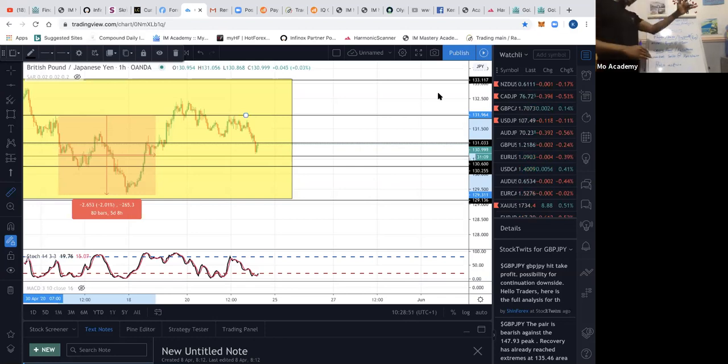I already got it through my SR. But eventually, it didn't get to the next ceiling, and it comes back to that former ceiling that it broke, and it tested off as a floor. What am I doing? That's the retest. And retest is a confirmation for continuation, right?